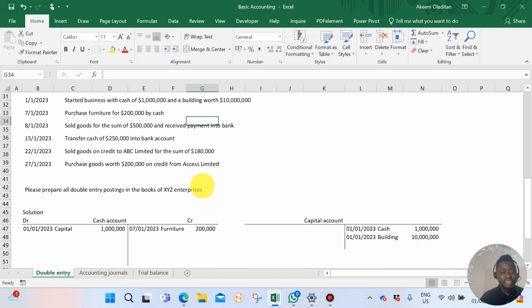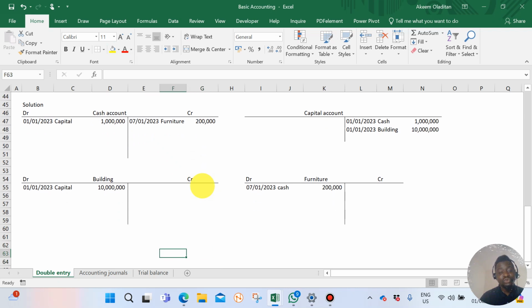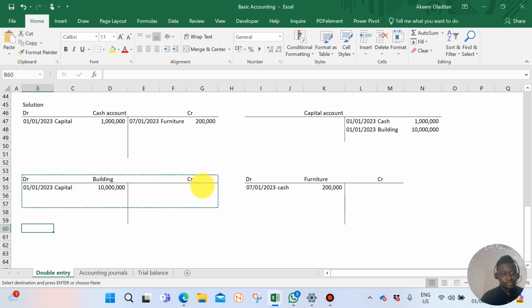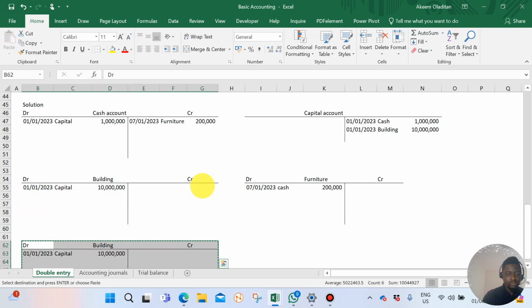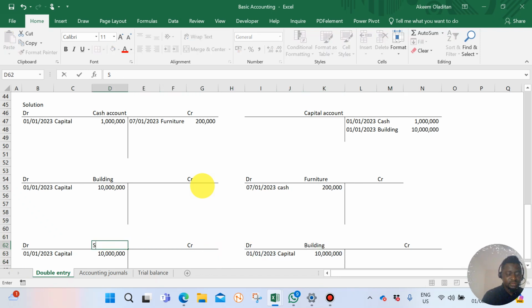What's the next question? That happened on the 8th of January. Sold goods for the sum of 500,000 and received payment into bank. So there's a sales account, there's a bank account. We need to always identify those two accounts. We sold goods, so it means there's a sales account and a bank account. So let me call this one sales. What is the date of the sale? 8th of January.